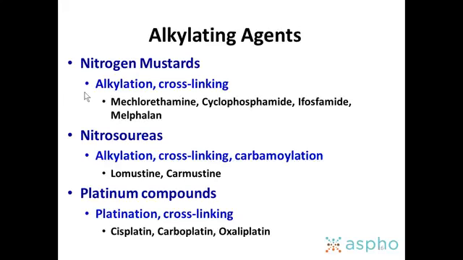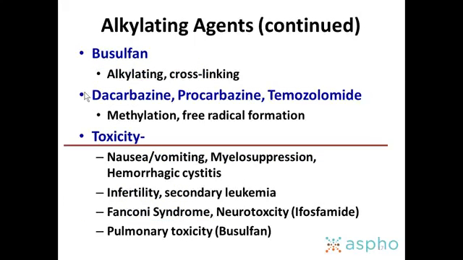Anyway, then there are platinum compounds which work as heavy metals and by platination, and are similar to the other alkylating agents by causing cross-linking. Typical examples of that are cisplatin, carboplatin, and oxaliplatin. And then you have alkylating sulfones like busulfan, which is primarily used in conditioning regimens for bone marrow transplant. And again, that's an alkylator and a cross-linker. And then methylating agents, which are dacarbazine, procarbazine, and temozolomide, which, as the name suggests, work by methylation and free radical formation.